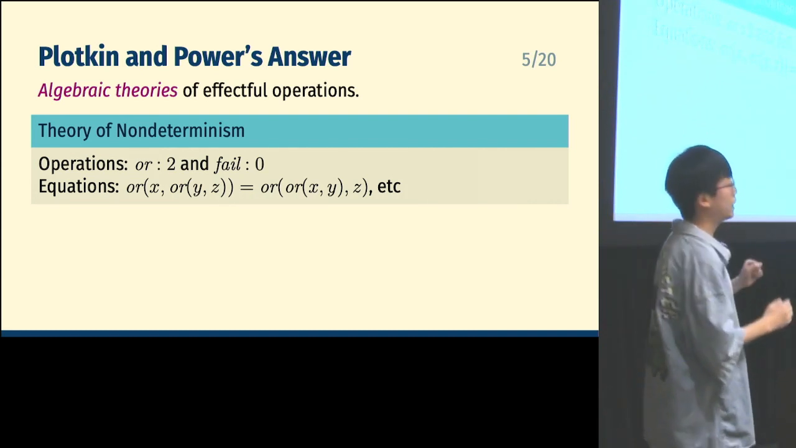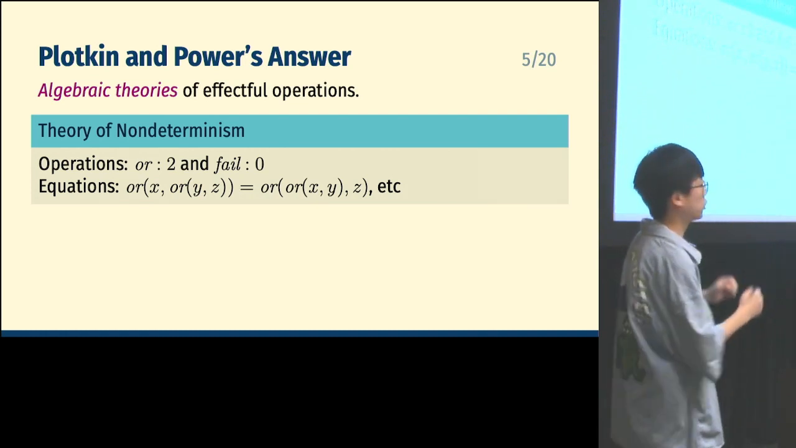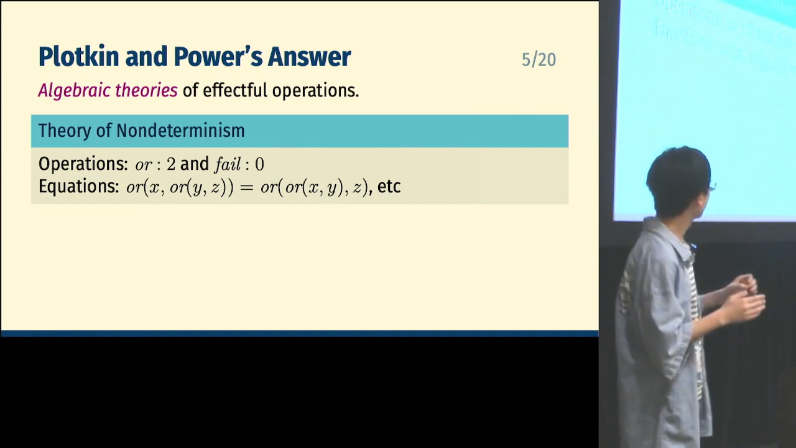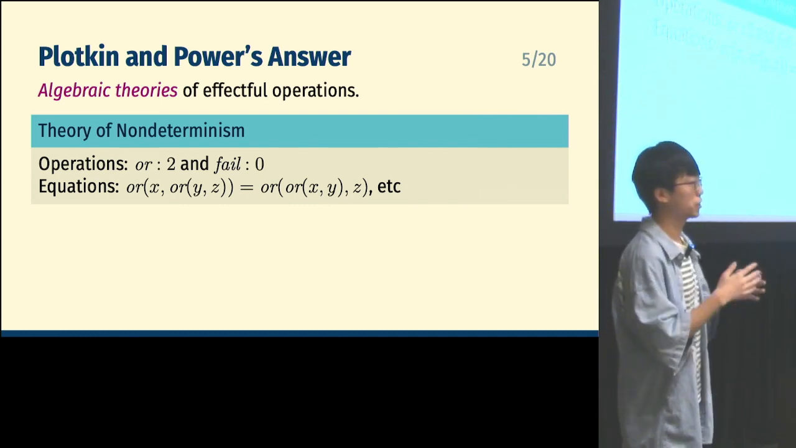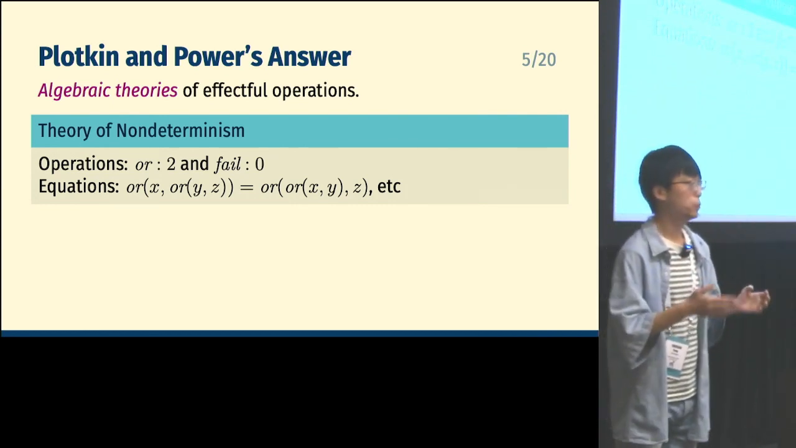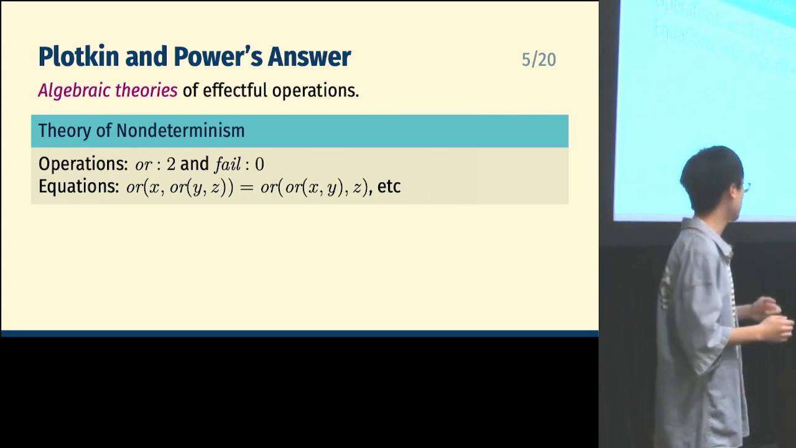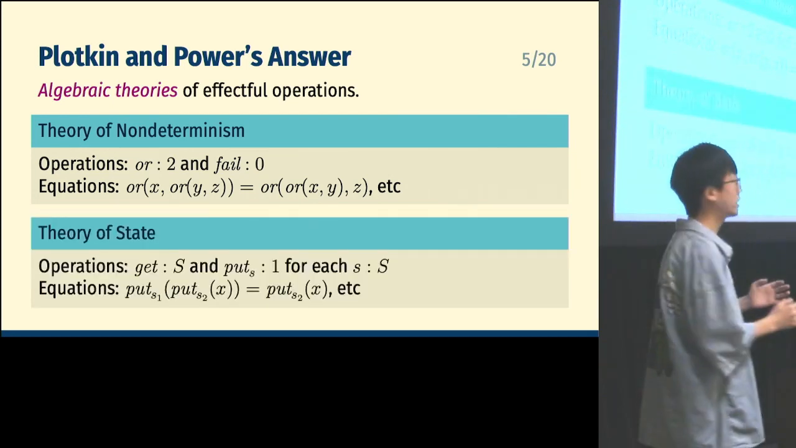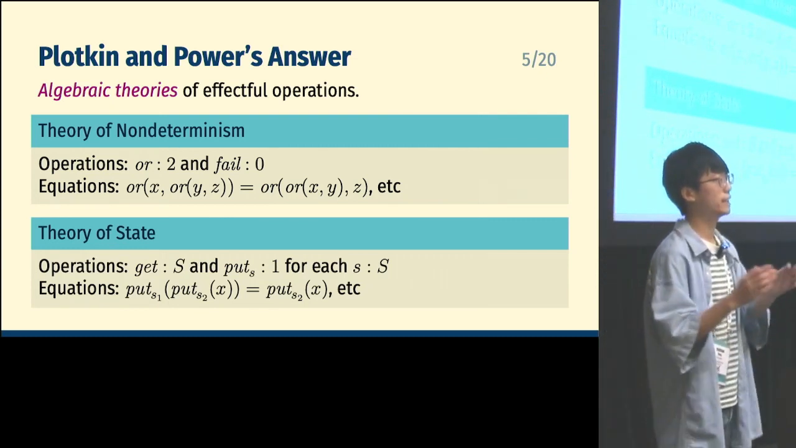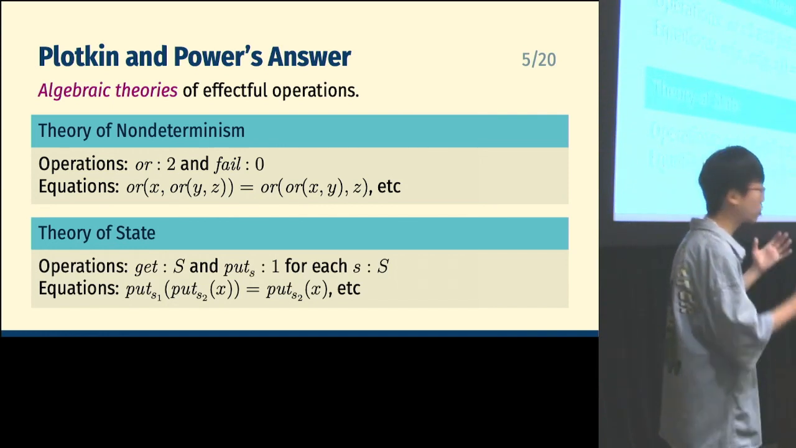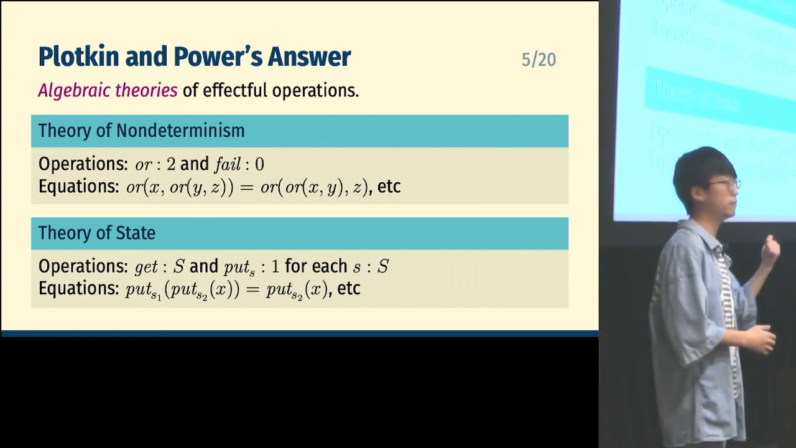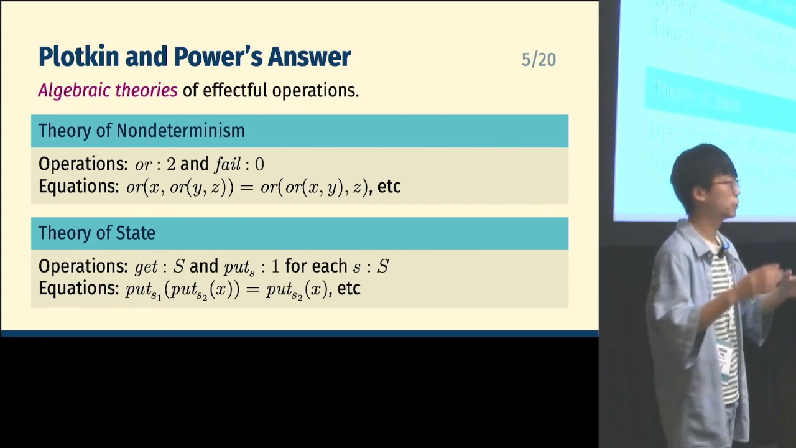For example, the theory of non-determinism has two operations, or, which is supposed to be the non-deterministic choice, and the nullary operation fail, which is supposed to be a failure. The equations depend on what we mean by non-determinism, but usually we have at least associativity for choice. Another well-known example is the theory of state, where the operations are get and put for reading and writing the state correspondingly. And the equations characterize the interaction between reading and writing. Here I'm just going to show one of them, saying that one put directly followed by another put overrides the first one.